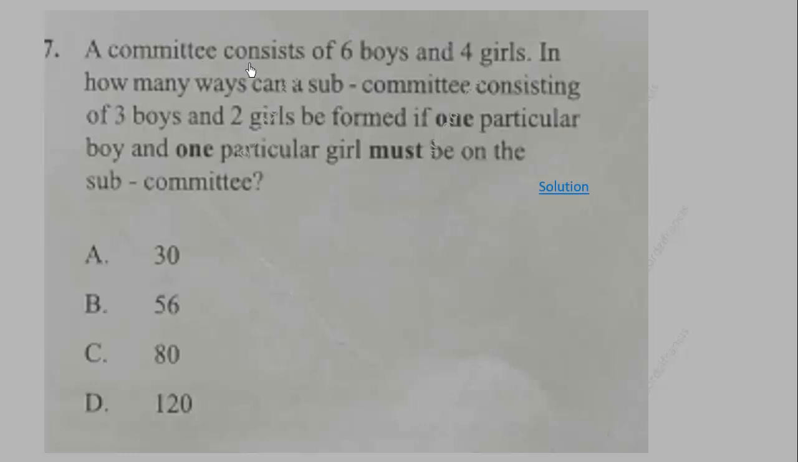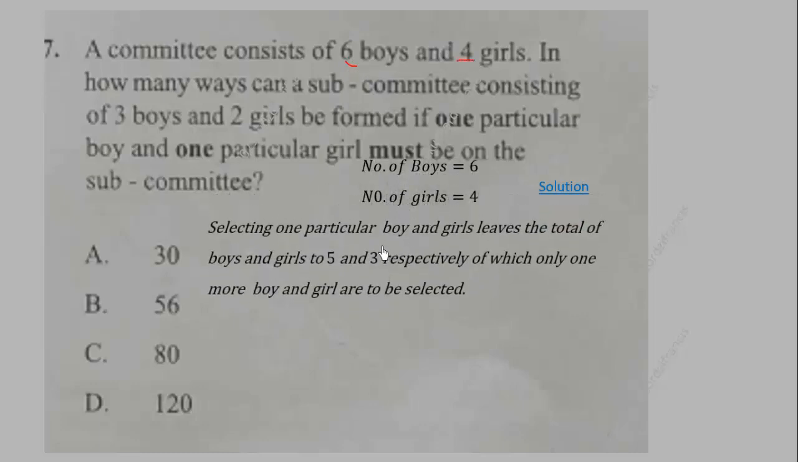A committee consists of 6 boys and 4 girls. In how many ways can a subcommittee consisting of 3 boys and 2 girls be formed if one particular boy and one particular girl must be on the subcommittee? So we're given the number of boys to be 6, and we're also given the number of girls to be 4.